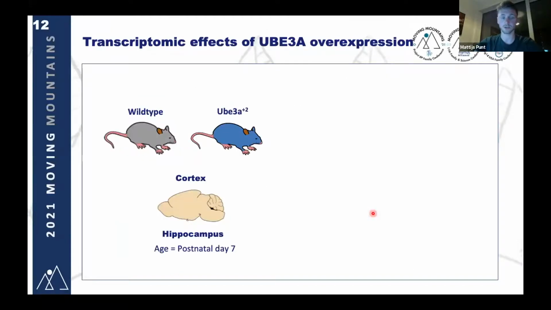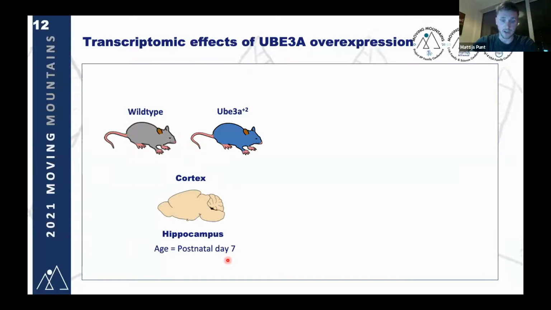Then lastly, we also had a look at molecular effects, and specifically at the transcriptome. Since we know that UBE3A might have some effects on specific transcripts, and actually it might function as a transcriptional co-regulator. We isolated the brains of 5 wild type and 5 UBE3A+2 mice and looked specifically into the cortex and the hippocampus at an age of 7 days after birth. So really during the process of neurodevelopment still. And we performed an RNA sequencing on the tissue.